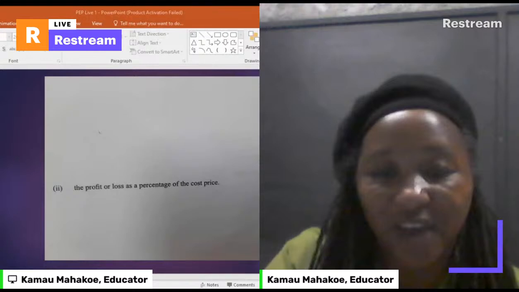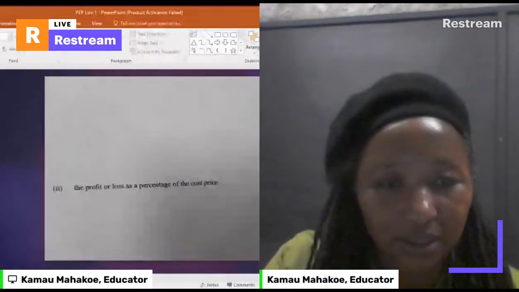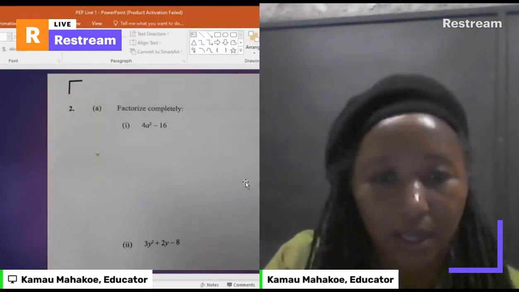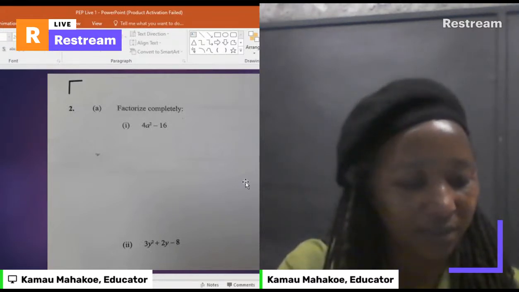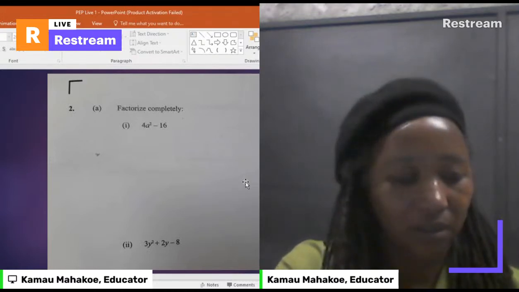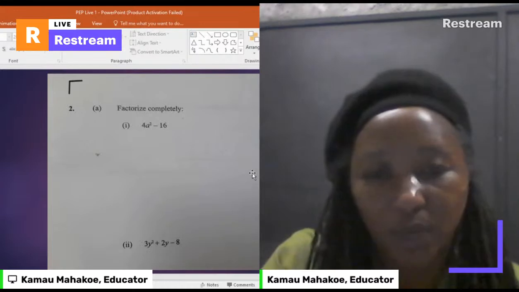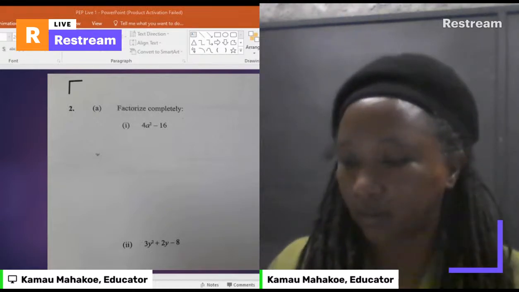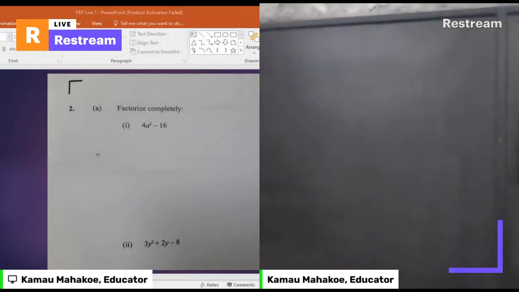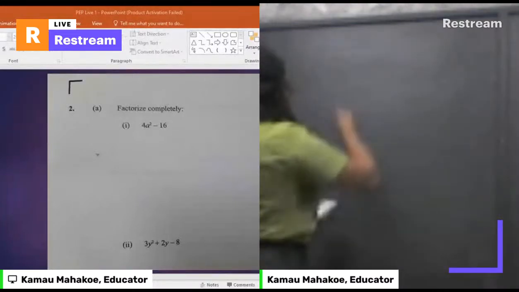Let's go on to the slide. Okay, so now we have something to factorize. For this, I'm going to go to the board. All right, so they want to factorize 4a squared minus 16.